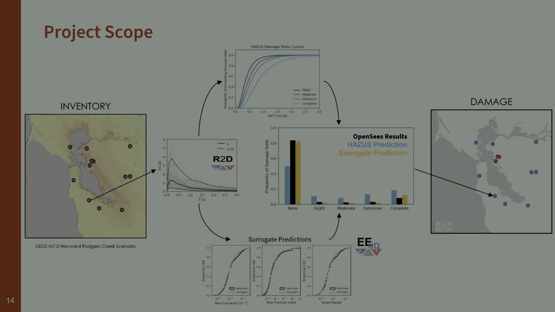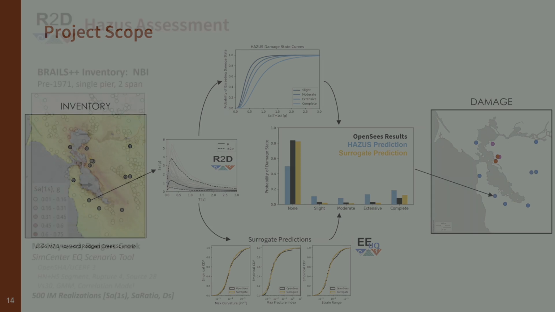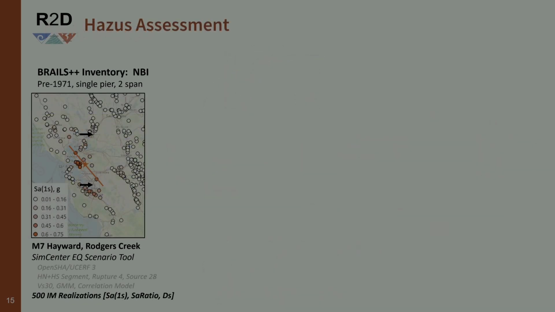Okay, so now I'd like to go back and look at how we would apply it to these regional simulations and compare it to some of the HAZUS results. So first we'll look at the HAZUS assessment. Here we're making use of a couple other tools that have been developed in the SimCenter. One is called BRAILS++. This helps develop inventory data. It could be inventory data on buildings from the National Structures Inventory in other cases, or for bridges, it's connected to the National Bridge Inventory.